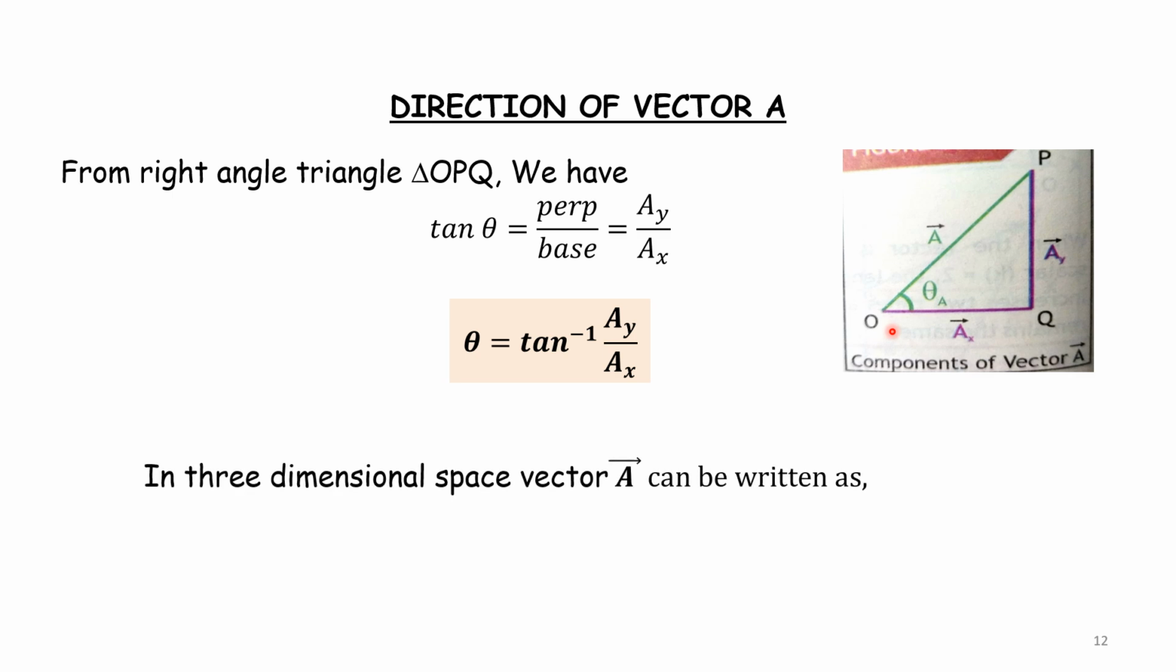If I want to write this vector A in 3 dimensions, the magnitude of vector A will be calculated by this formula, the formula which we have studied for 2 dimensions: Ax square plus Ay square plus Az square, under root, equals mod of A.